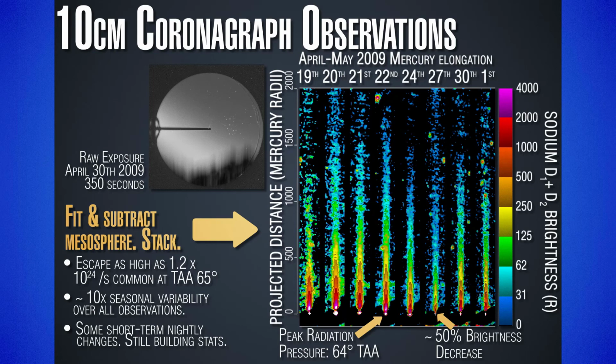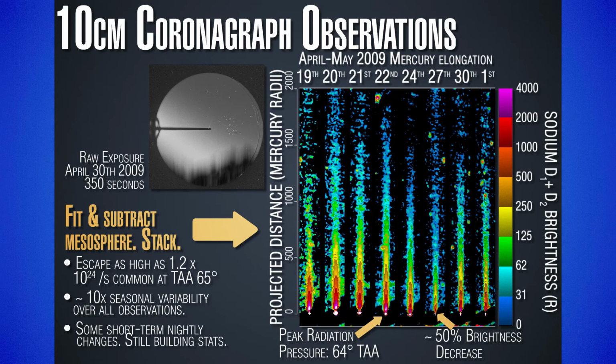These background stars here, just to the right of Mercury, that's the Pleiades. In Japanese they call it Subaru. And those stars have a very well-known brightness at specific wavelengths, and it's useful for calibration.